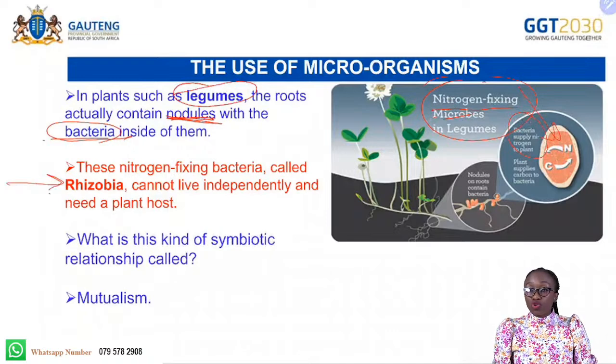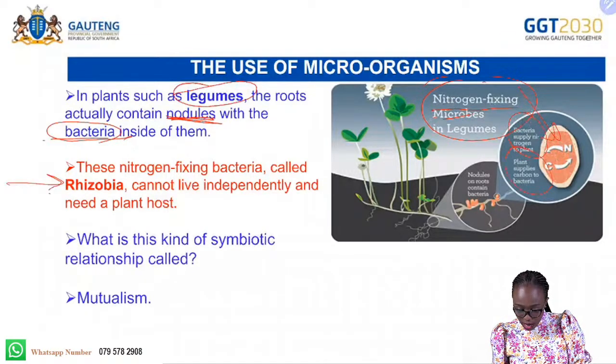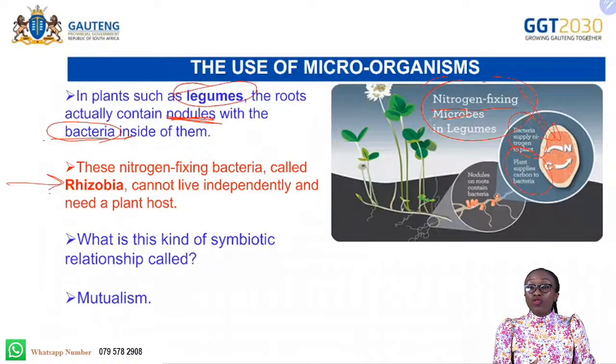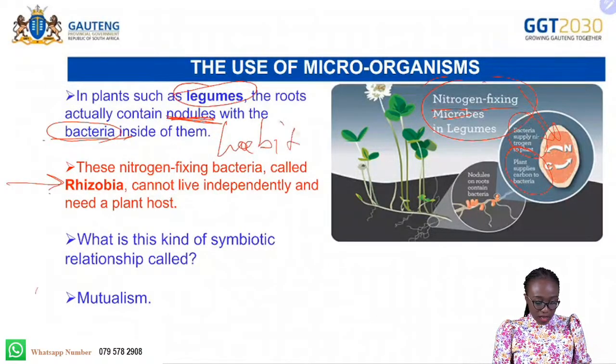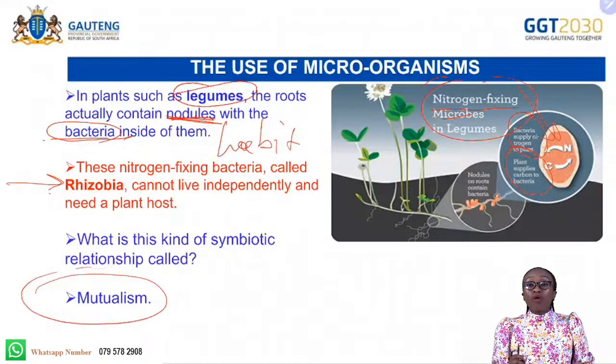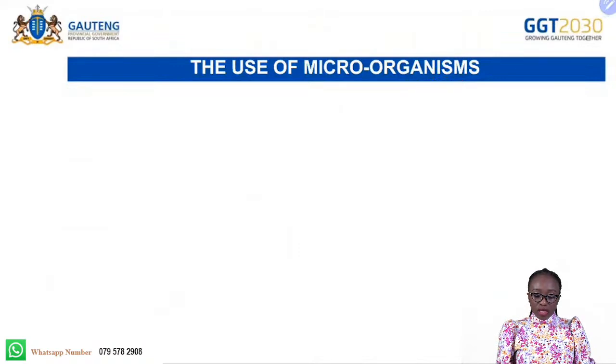And what does the plant do? In turn, the plant then supplies carbon to the bacteria. And the plant also supplies what? It supplies a home or shelter or a habitat. That's why we're saying this is mutualism, because both living organisms are benefiting from the relationship. The bacteria is benefiting carbon and a home. It's living in the nodules. And what is the plant benefiting from the bacteria? The plant is also benefiting from a supply of nitrogen, and none of the two are being harmed in the process.